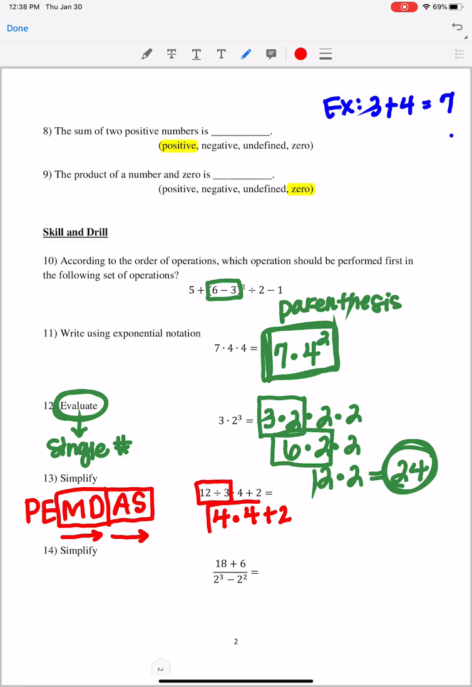Now I need to multiply. So we get 16. And 16 plus 2 gives me 18.